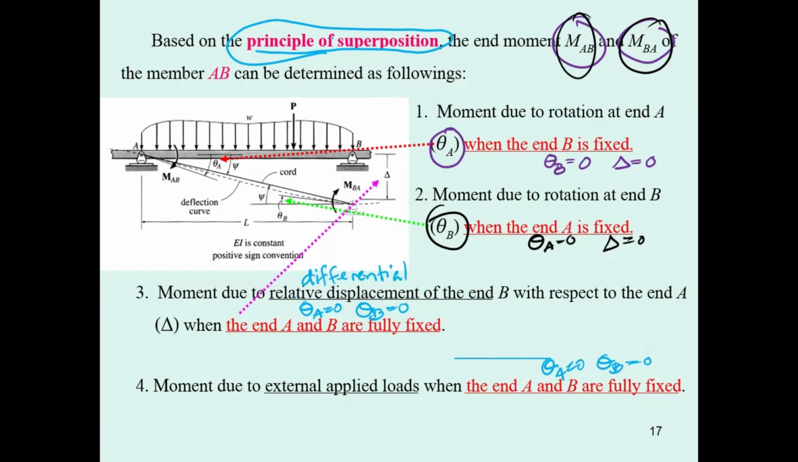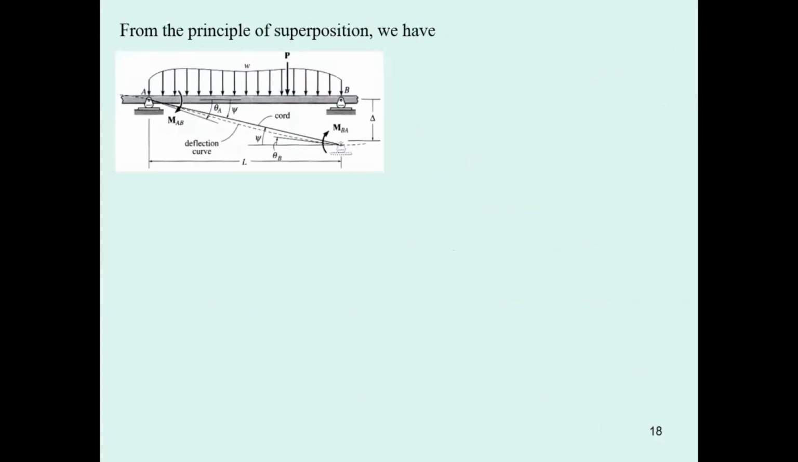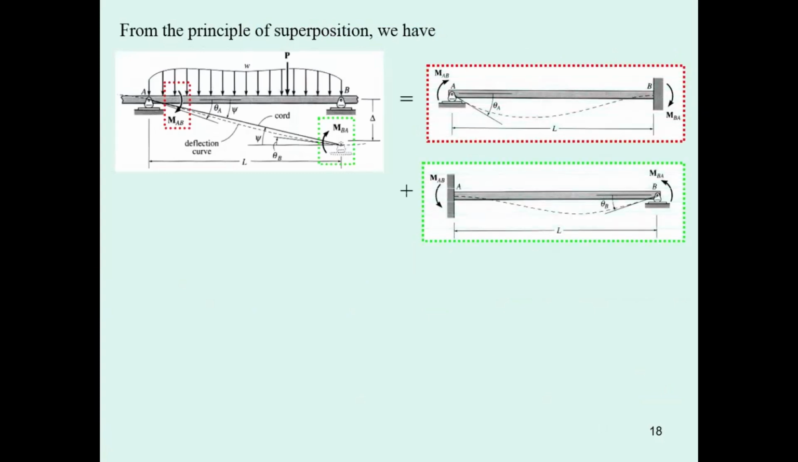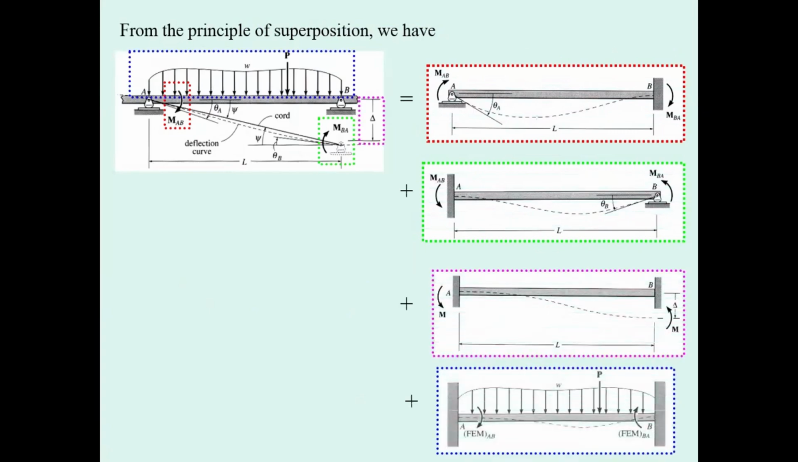Now let me start with the first one, then the second one, the third one, and the fourth one. This slide just changes the wording from the previous slide into pictures. The way engineers always do it is to draw the pictures, and then Ajahn will start to consider each one.